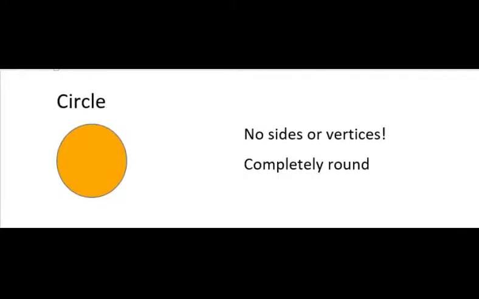The last shape that we learned about was a circle. A circle is completely different from the other shapes that we have learned about because circles have no sides or vertices. They are a completely round shape.